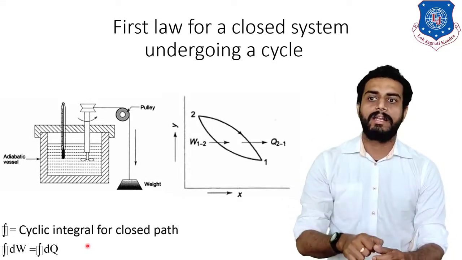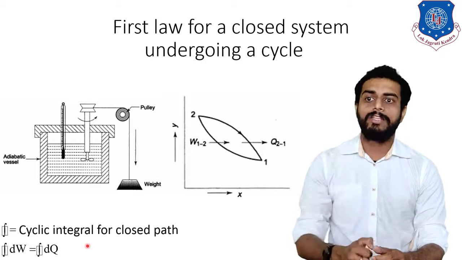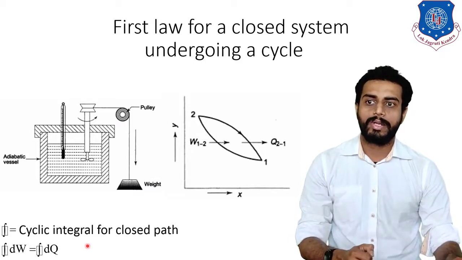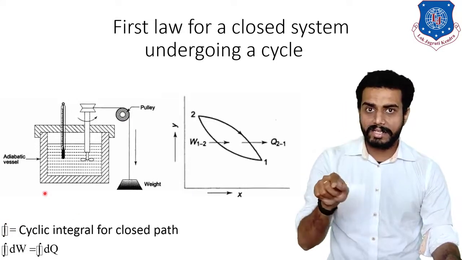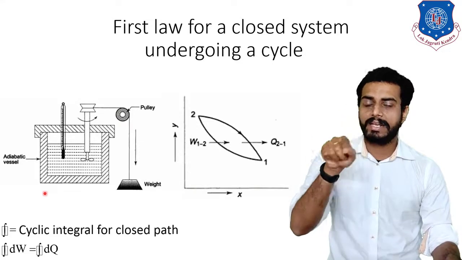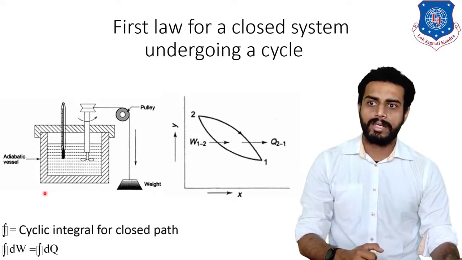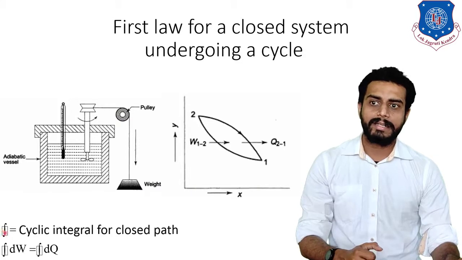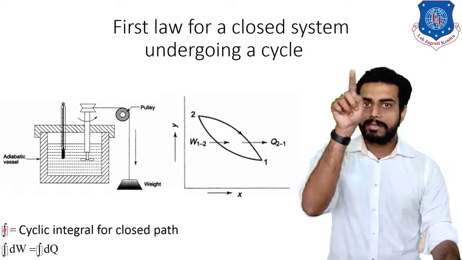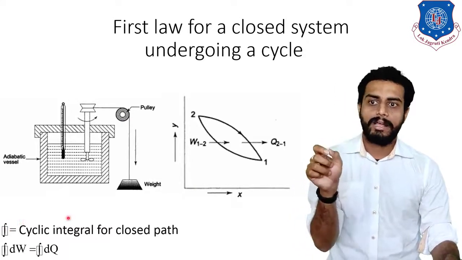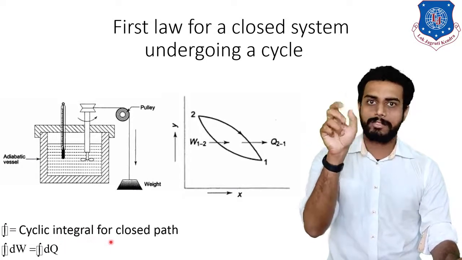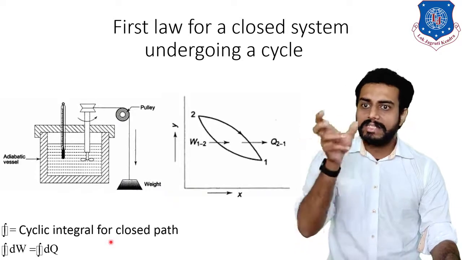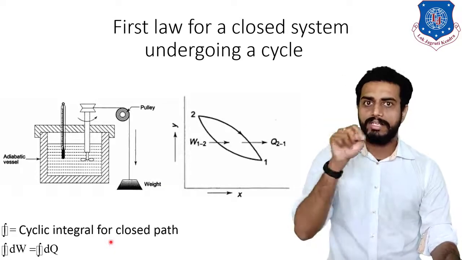And cyclic integral, what does it mean? The symbol is shown over here; that is the cyclic integral symbol. Generally, the cyclic integral symbol is written as an integration sign with a circle at the center of the integration sign. Here a square is shown, but consider that it is a circle. So that is the cyclic integral symbol, and the circle represents a closed path. For this closed path, this symbol is written.